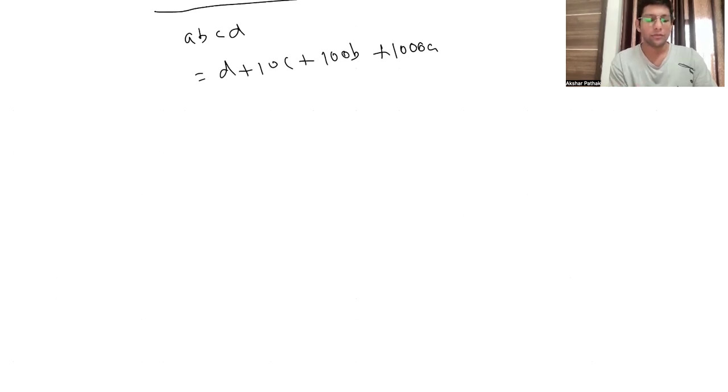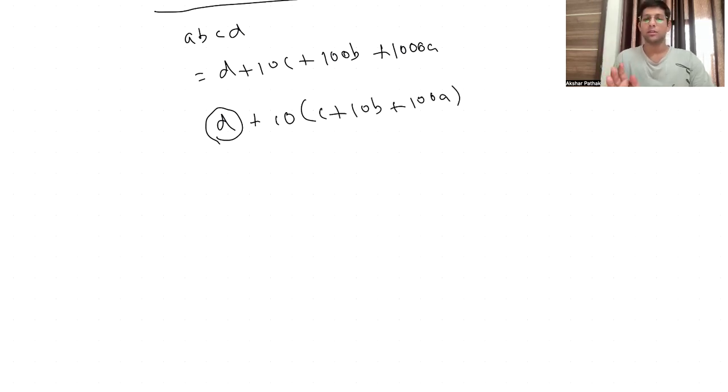Now, if you keep the last digit alone and the other remaining digits alone, you are keeping D here and I'm doing 10 times C plus 10B plus 100A. So what is this number? I'm not asking about 10 times C plus 10B plus 100A, but inside the bracket, what's that number? Can you see that it's ABC? Because how can you write ABC? C plus 10 times B plus 100 times A. You can write ABC like that.